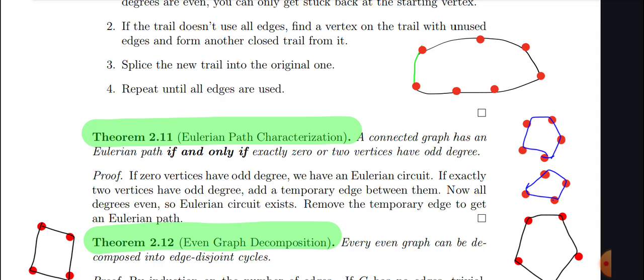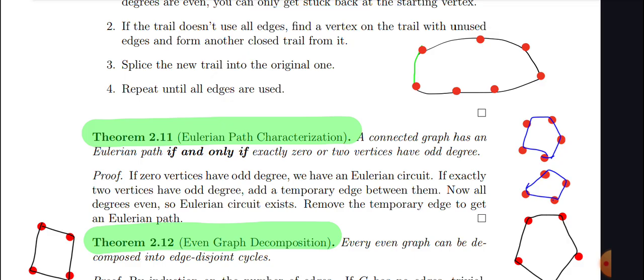These 2 theorems are essential for real-world route optimization, like mail delivery routes or snowplow routes, where efficiency requires covering every road once. Absolutely. Furthermore, the structural consistency of even graphs leads to the even graph decomposition theorem. Decomposition sounds complex. What does that mean in practical terms? It means you can break the entire set of edges into smaller, independent loops that don't share any common edges.